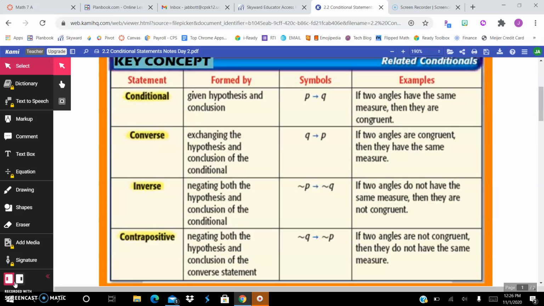And then the contrapositive is flipping that inverse. So it's the negation of both, the opposite of both statements, and then flipping the order of it. It's the converse of the negation, basically. We started with: if two angles have the same measure, then they are congruent. For the contrapositive, we flip the two statements and negate them both. So it becomes: if two angles are not congruent, then they do not have the same measure.